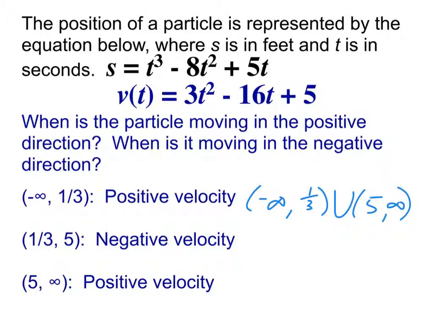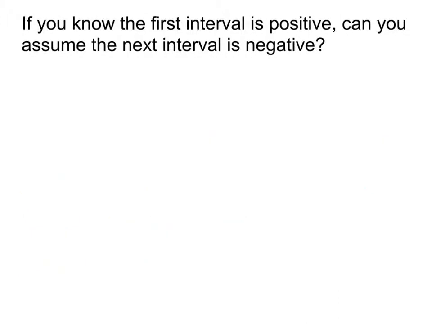Now, I showed you a couple different ways. If you graph it, you can see visually what's going on there. But when you're testing it, some of you might be thinking, well, let's make our lives a little bit easier. If I know this first one is positive, can't I just assume that it then goes negative, positive? Can we just assume what the next interval will be? Will it always alternate like that?